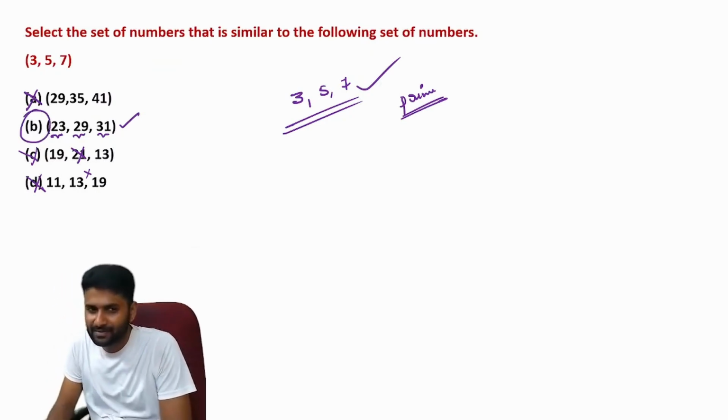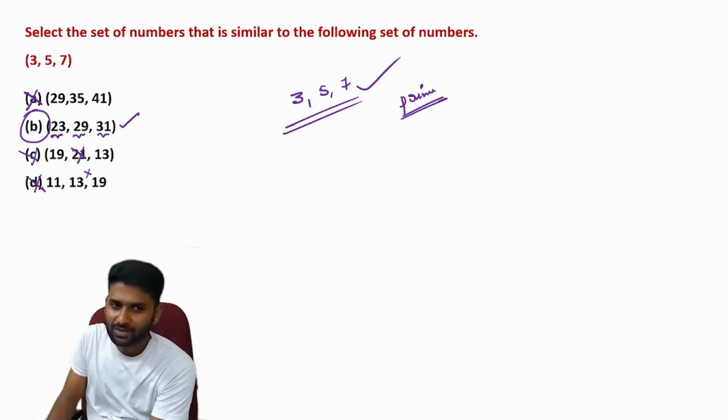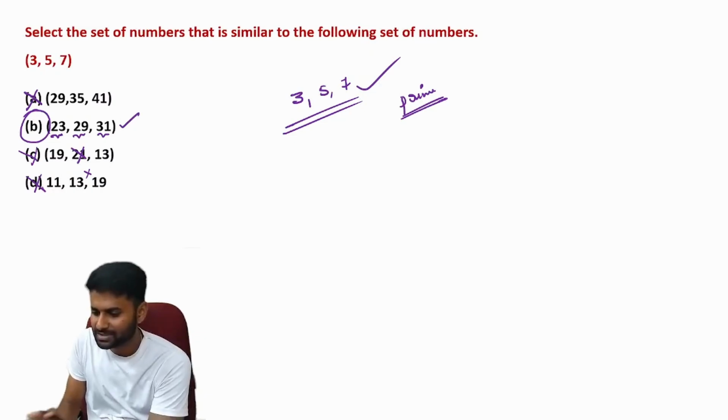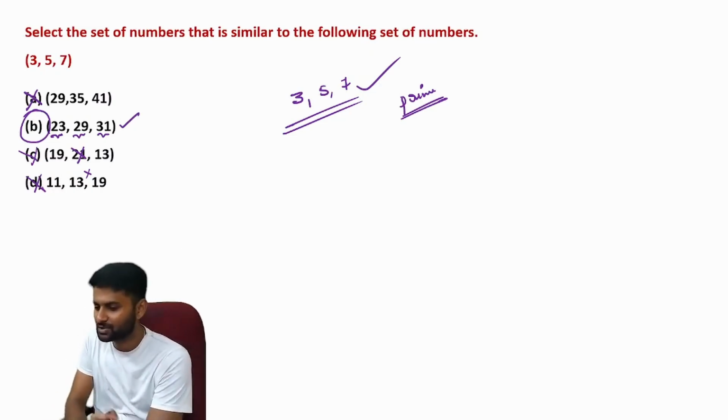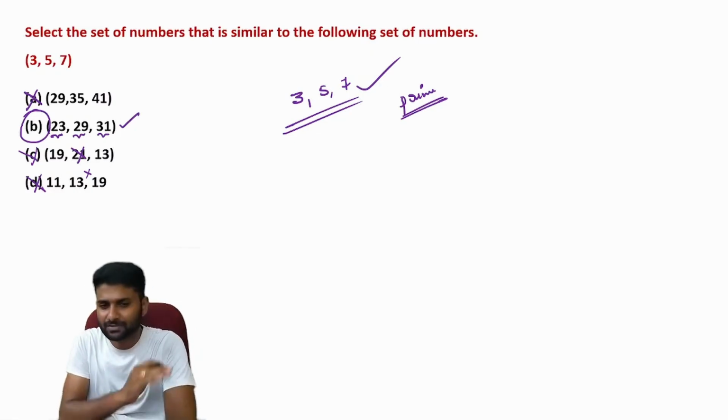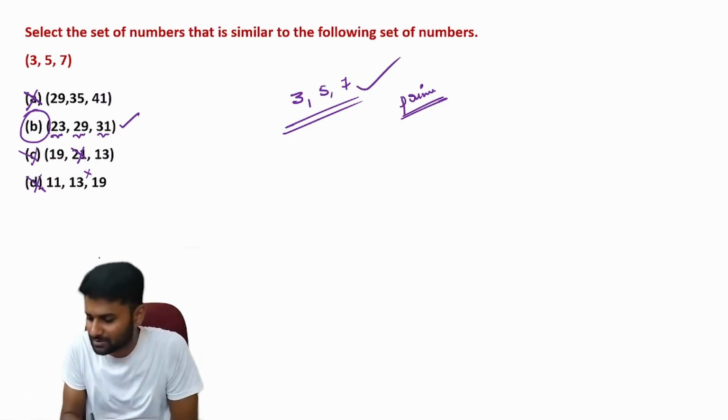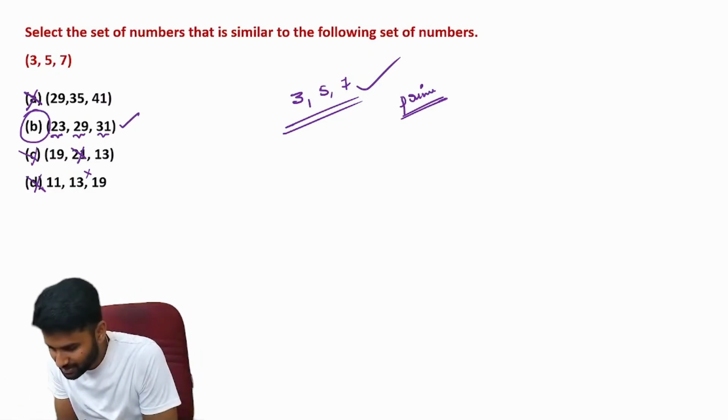B, Nana. It's not about difference, it's not about multiples. It's all about the prime number sequence. 3, 5, 7, there is no prime number left out. So the sequence that follows is in option B. Very good, Nana.